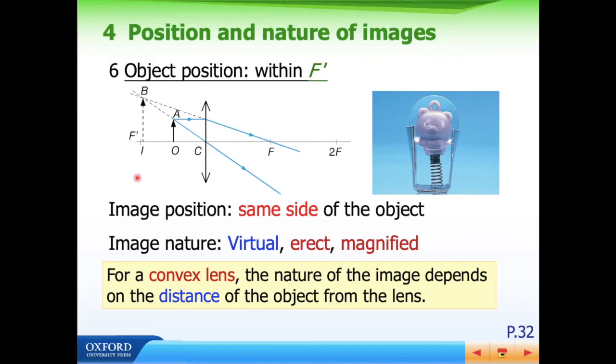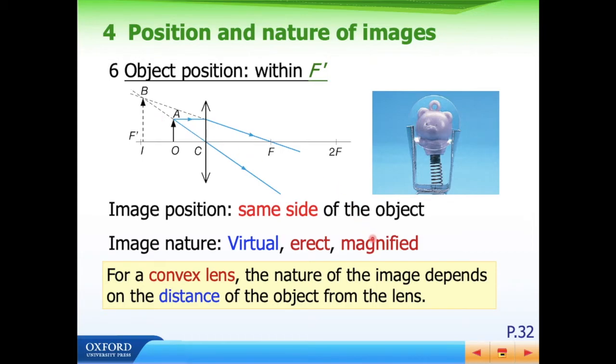So our image is located on the same side as the object, and the characteristic of our image in this case is virtual because it is on the same side as the object, and it is erect, as you can see. Same as the orientation of our object, and it is magnified.